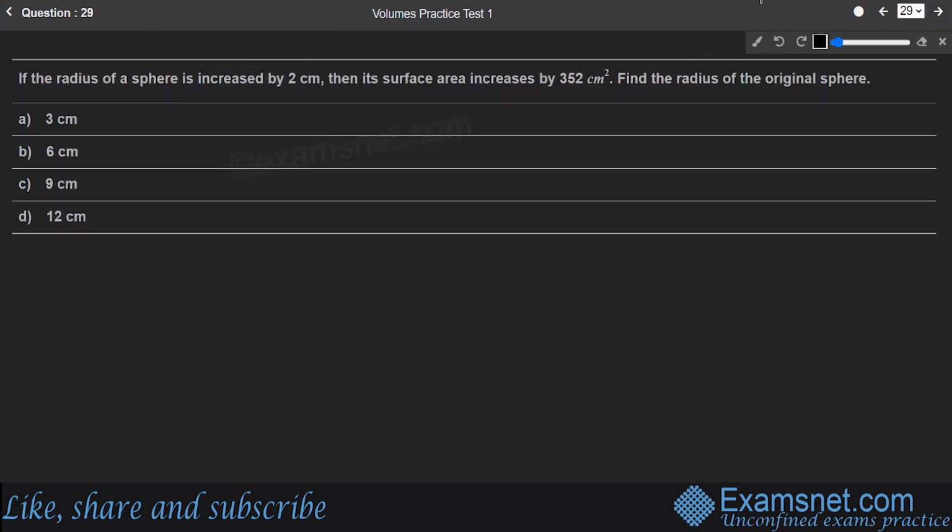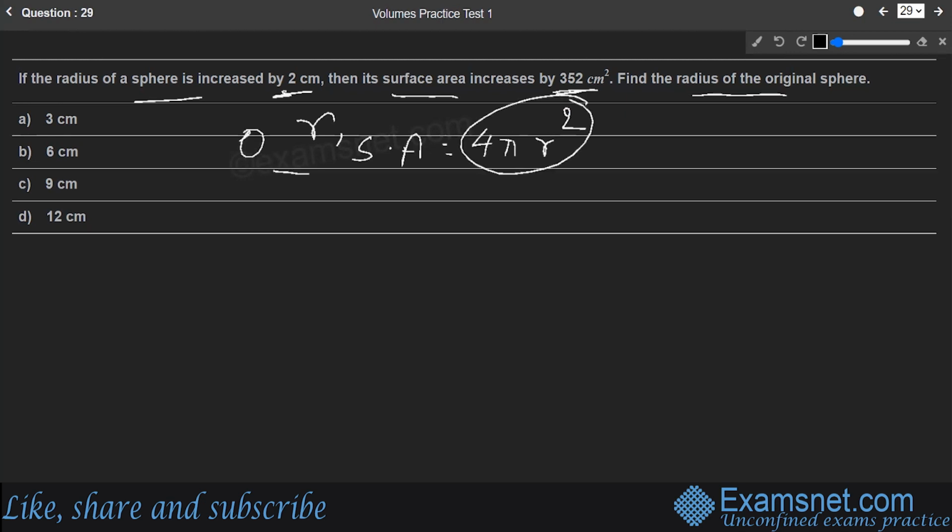Now he says, if the radius of a sphere is increased by 2 centimeter, then its surface area increases by 352 centimeter square. Find the radius of the original sphere. So let's say the original sphere has a radius of r. What is going to be the surface area of a sphere? Surface area of a sphere is given by 4 pi r square. So let's say the original surface area is 4 pi r square.